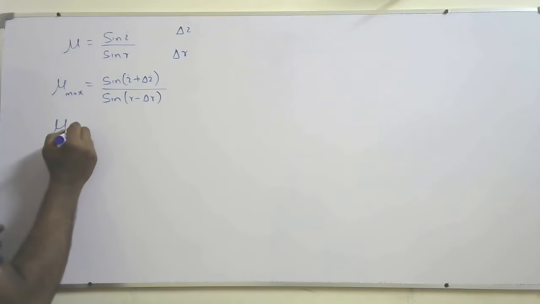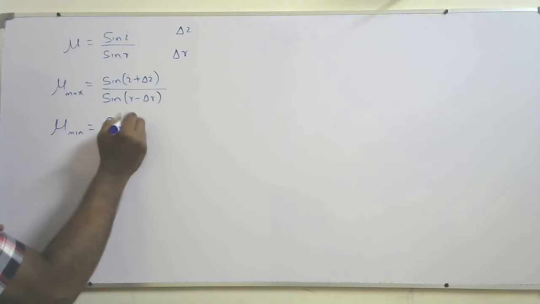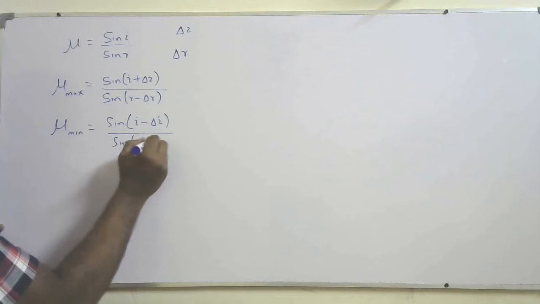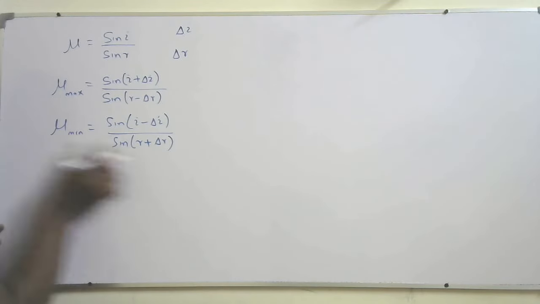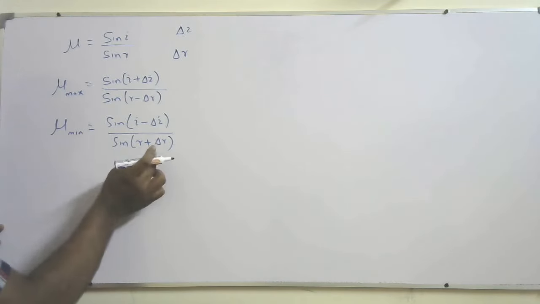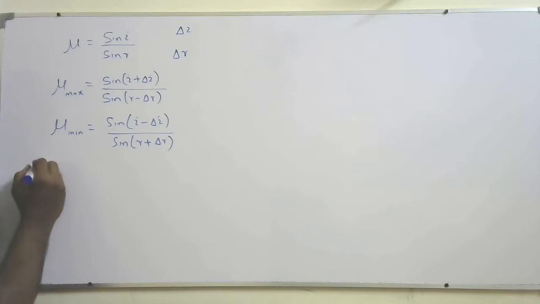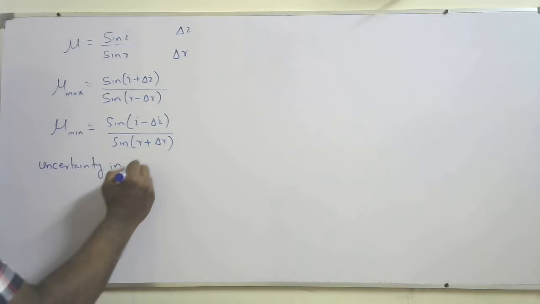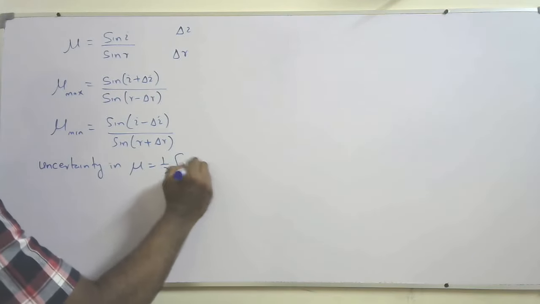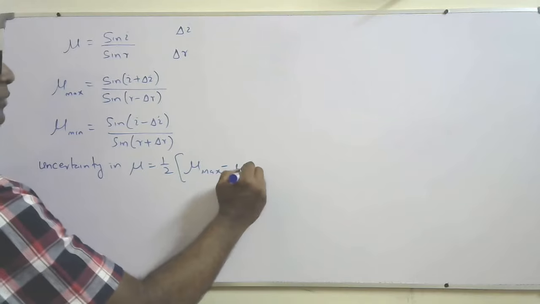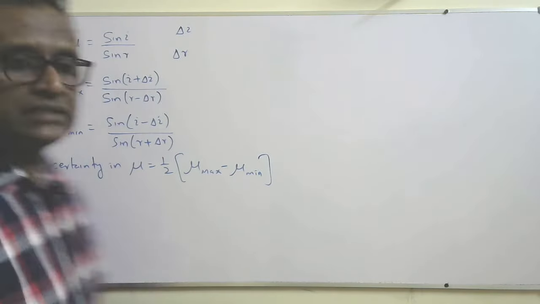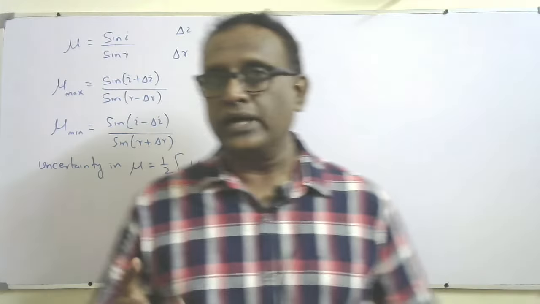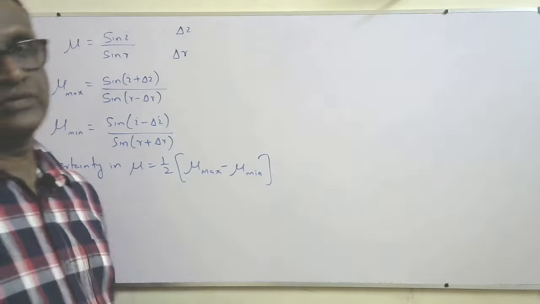Then find the mu minimum, sine I minus delta I over sine R plus delta R. I'll get the minimum value by making the numerator minimum, denominator maximum. Then uncertainty in mu is equal to half mu max minus mu min. This will work. Anywhere this method will work. Even the May 2021 error calculation is based on this one. When I discuss it, I'll show that.